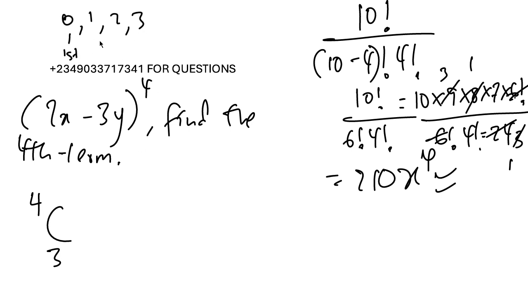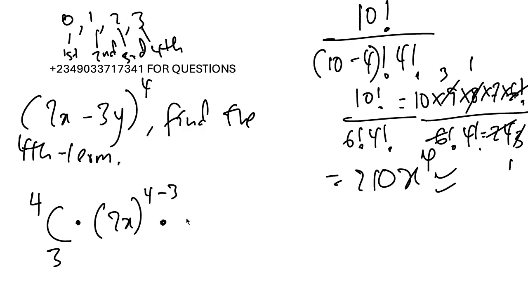Don't make the mistake of doing 4 combination 4, because you started at 0, 1, 2, 3. This is the first, this is the second, this is the third, and this is what? 4. So 4 combination 3 into what? 2x to the power what? 4 minus 3 multiplied by what? Negative 3y. Don't forget the minus to the power what? This same 3. Are you following?